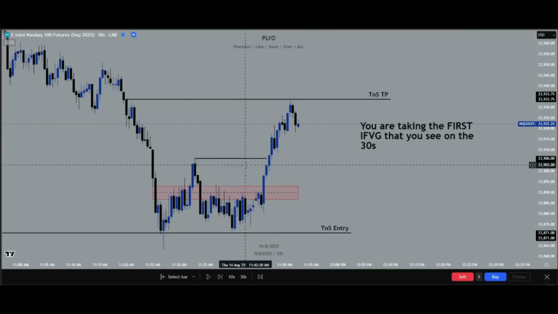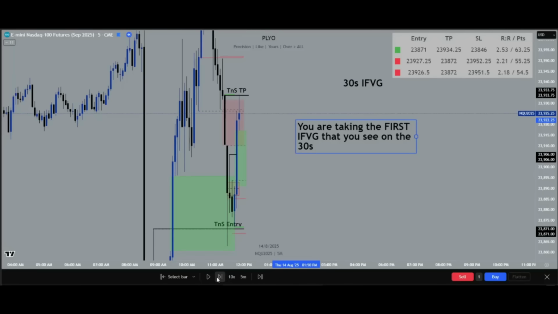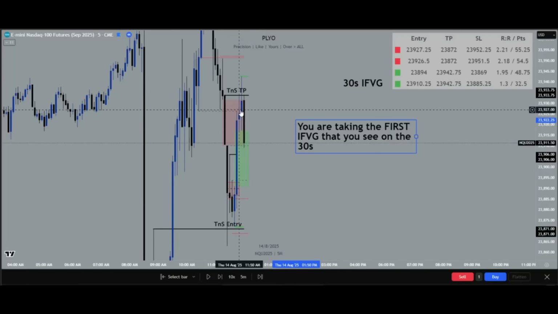So basically, a winning example. Now let's go back to the 5 minute and see what happens after this. Now I kind of know what happens here, because basically we tap the short, the long got TP, then we tap the short setup, and the short setup starts to work.